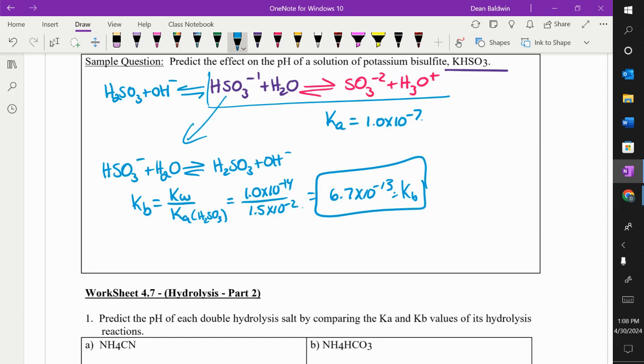So are we acidic or basic? We are acidic, and we're going to be quite acidic, maybe, because look at the difference. Minus 7, minus 13. This is super weak. This reaction is not happening very much. This is the prominent one, so we're going to have an excess of hydronium ions, right? So the pH will be less than 7, maybe not way less, because Ka is bigger than Kb.